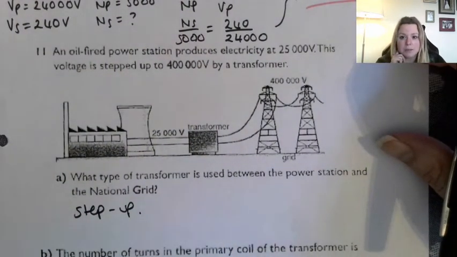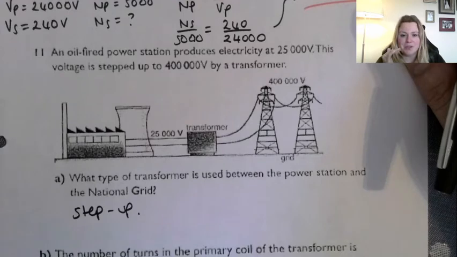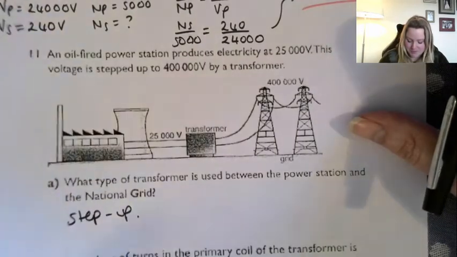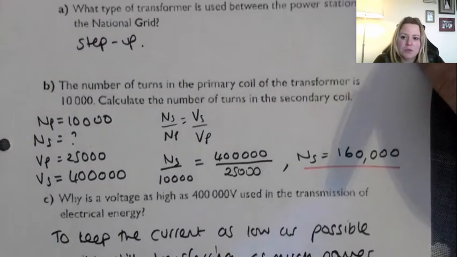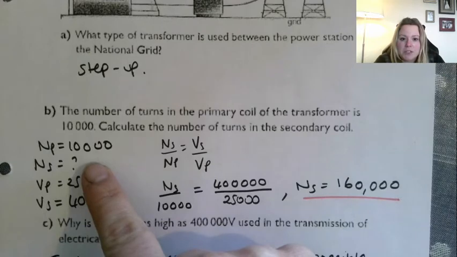Right, 11. An oil-fired power station produces electricity at 25,000 volts. This voltage is stepped up to 400,000 volts by a transformer. What type of transformer is used between the power station and the national grid? I'm happier with the way they've asked at that time. Step up transformer. And then B, the number of turns in the primary coil of the transformer is 10,000. I've listed that there. Calculate the number of turns in the secondary coil.